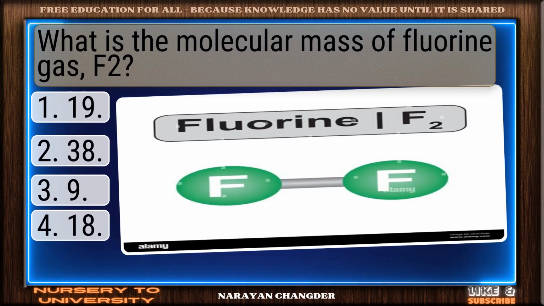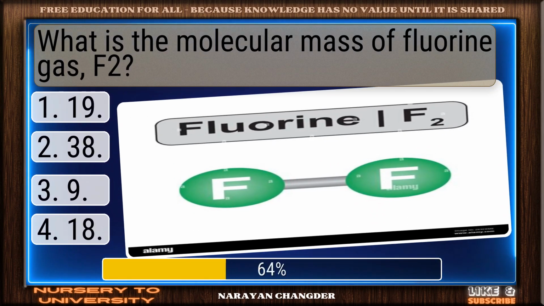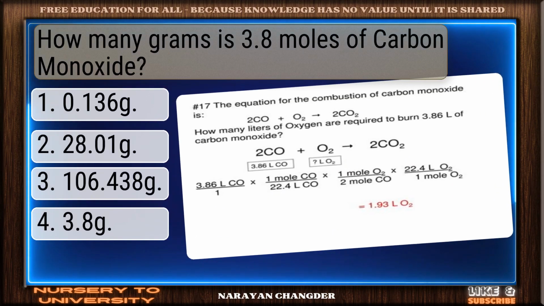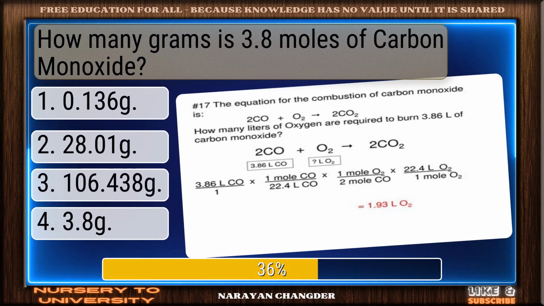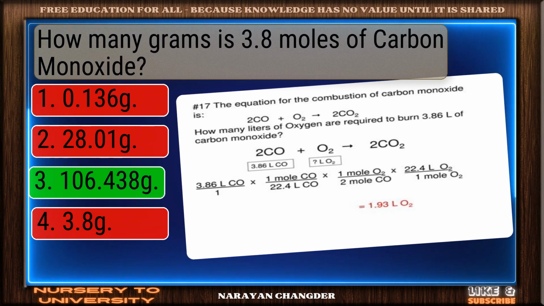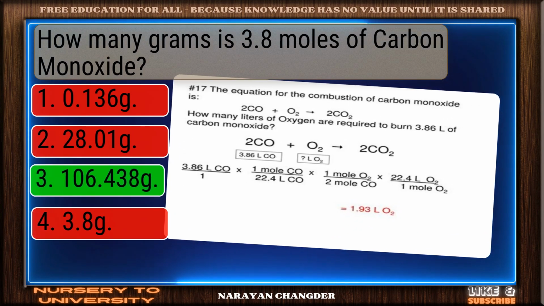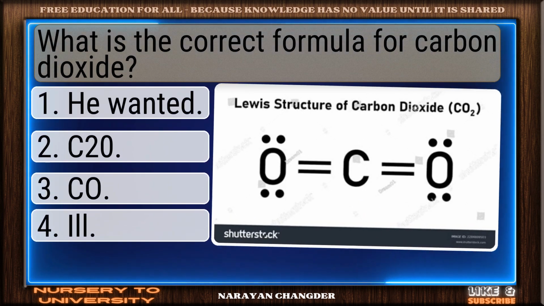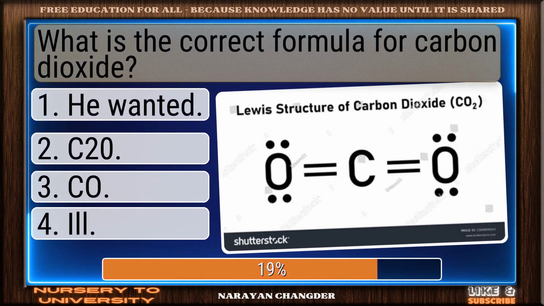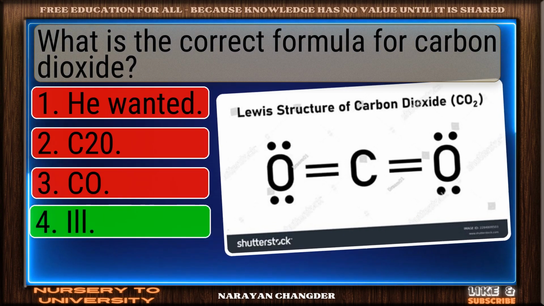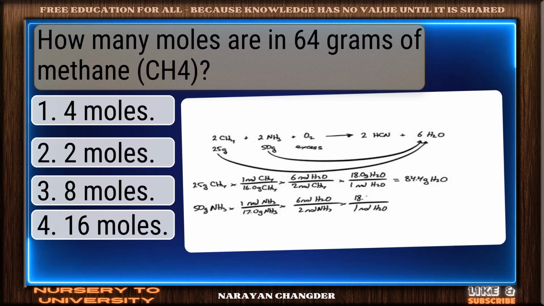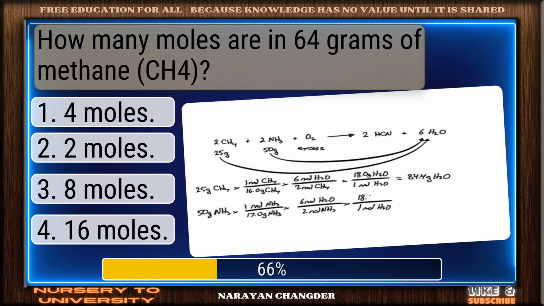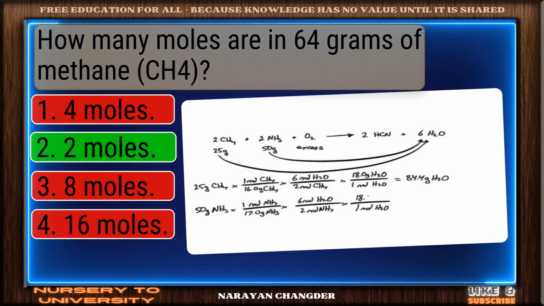What is the molecular mass of fluorine gas F2? Smart move. 38 is an accurate answer. How many grams is 3.8 moles of carbon monoxide? Clear logic. Your choice 106.43 g is sound and 100% true. What is the correct formula for carbon dioxide? Well done. That is the right choice. How many moles are in 64 grams of methane? You chose 2 moles and it is correct.